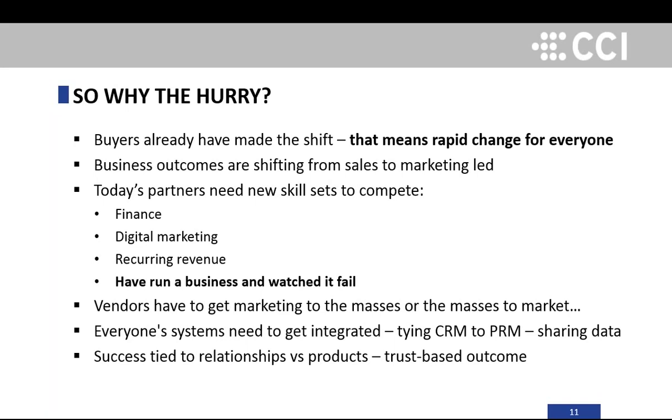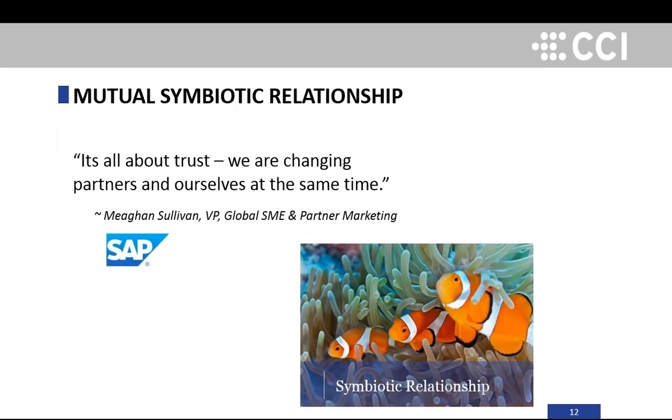And then one of the more interesting comments I heard from partners and vendors, and I've heard it on a regular basis, is that the relationship between the partner and their buyer has changed so much. It used to be all about the product. Now success is about the relationship itself, and that's just a big change. So all of those things added up together, it's a big hurry.